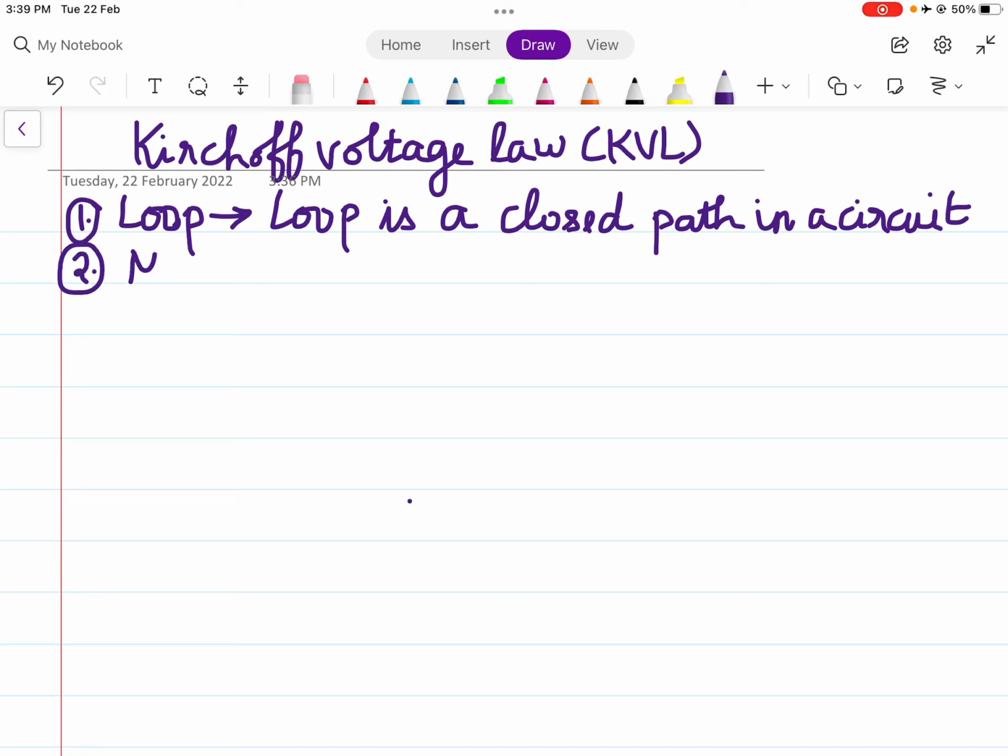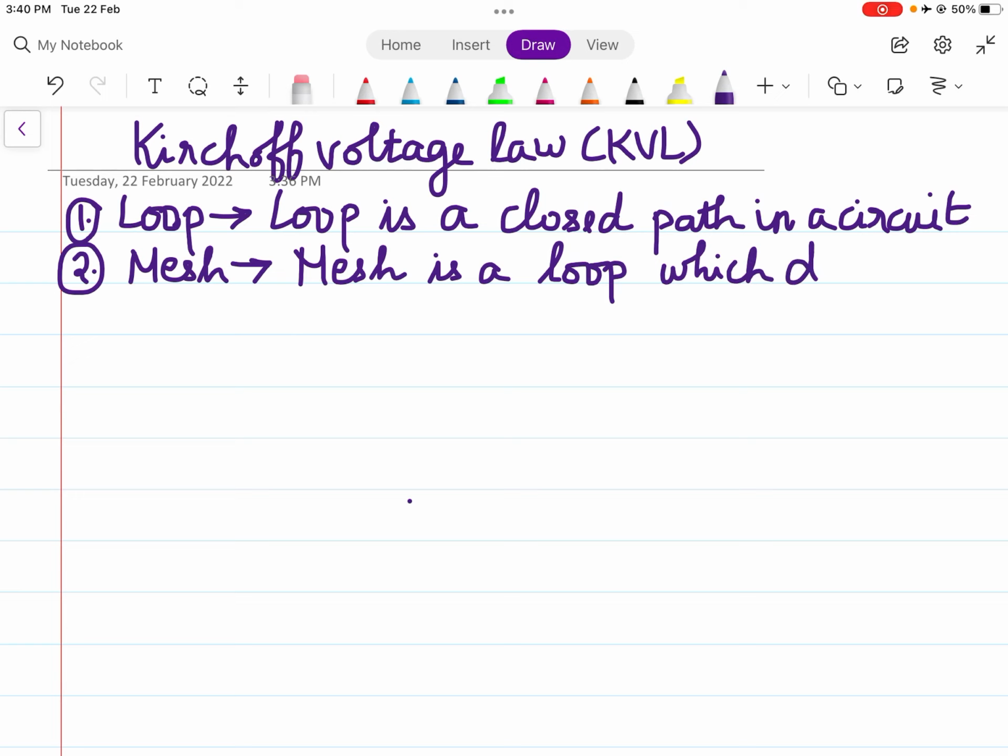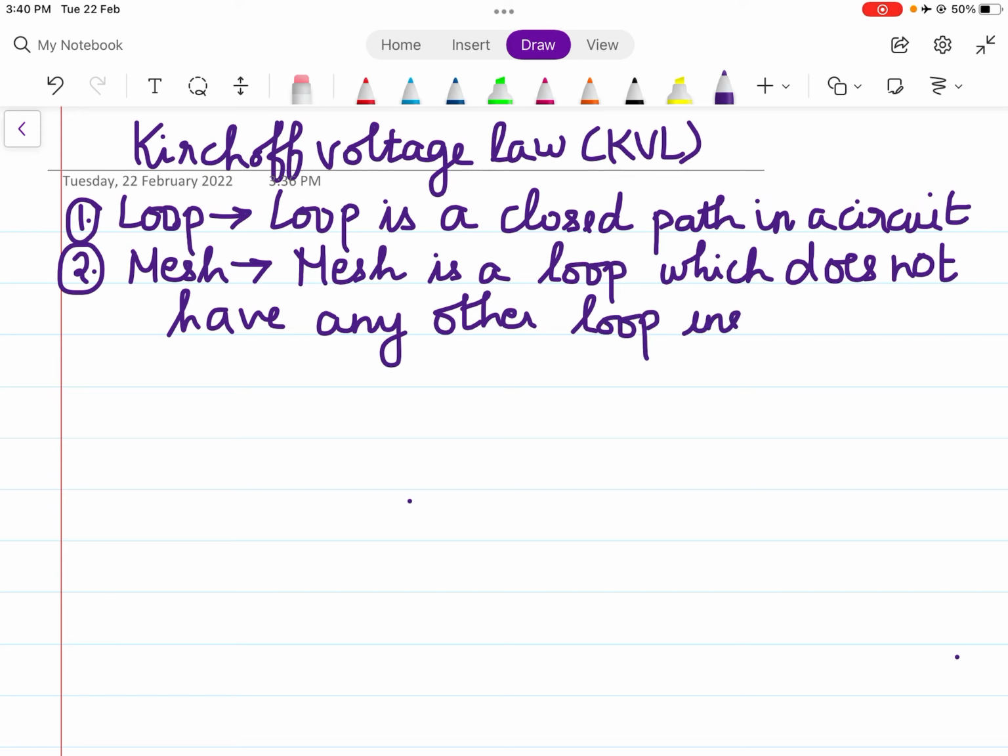Second is, what is a mesh? Mesh is a loop which does not have any other loop inside it. So mesh is a loop which does not have any other loop inside it.